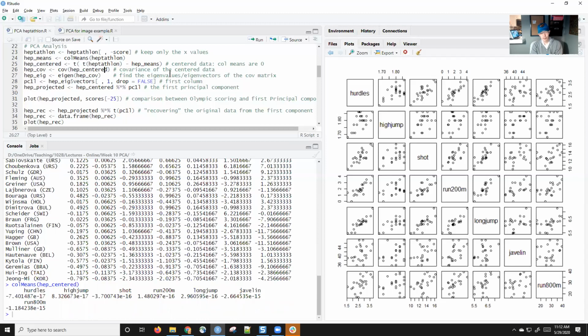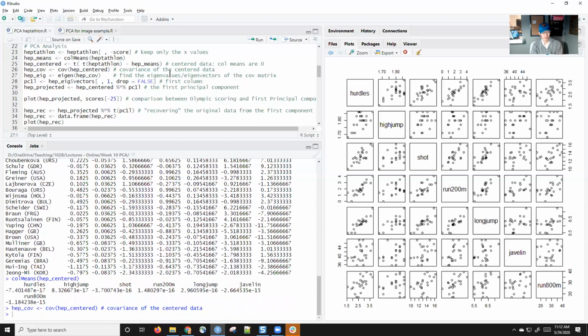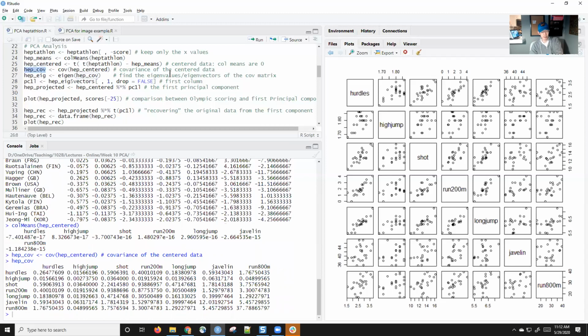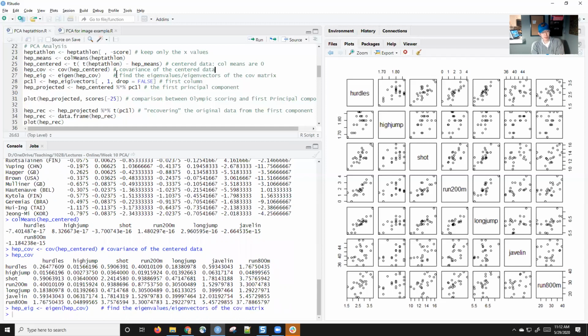And now I'm going to find the covariance matrix of our centered data. So we have a 7 by 7 covariance matrix. And now I'm going to take the eigenvalues and eigenvectors of our covariance matrix. I do this by calling eigen on the heptathlon covariance matrix.